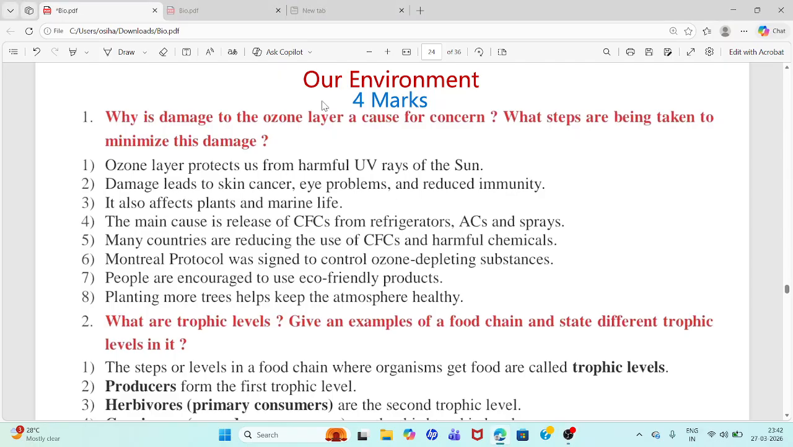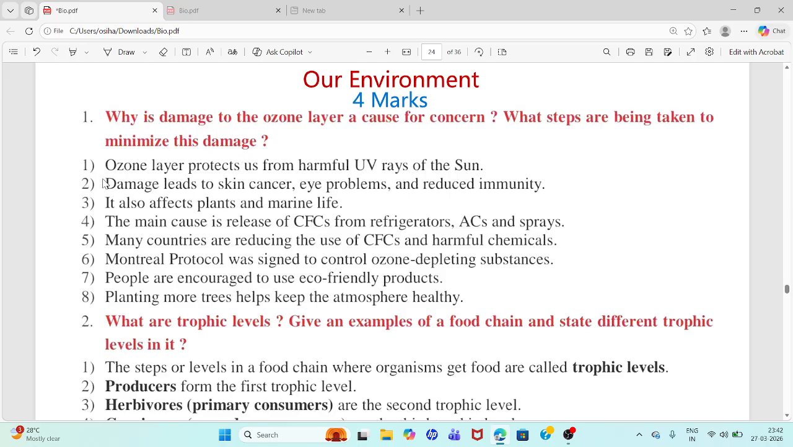Biology chapter: Our Environment. 4 mark questions, 2 mark questions, and 1 mark questions we are going to learn. First question: why is damage to ozone layer a cause for concern? What steps are being taken to minimize this damage?